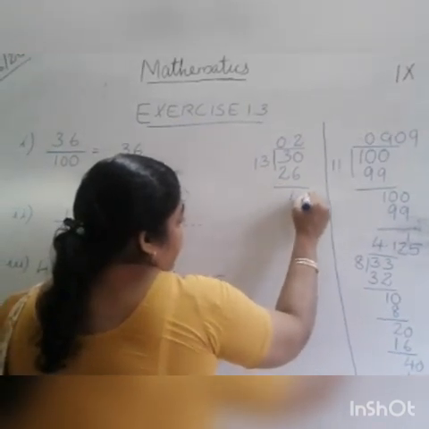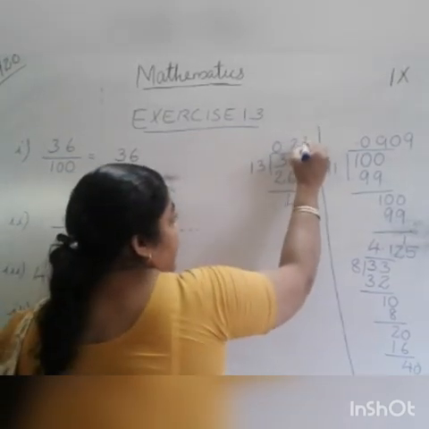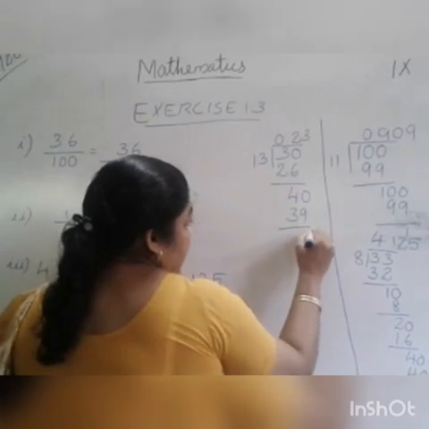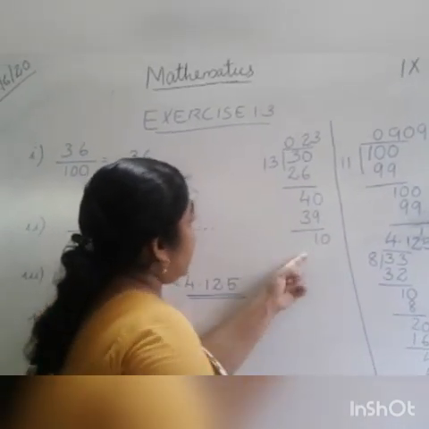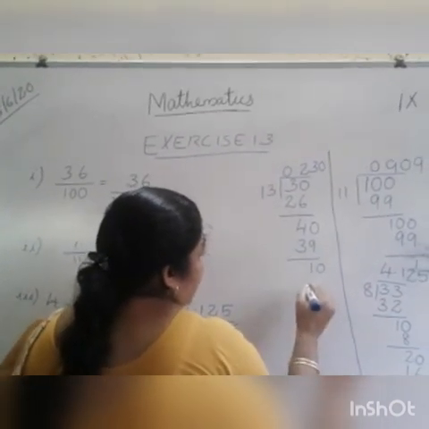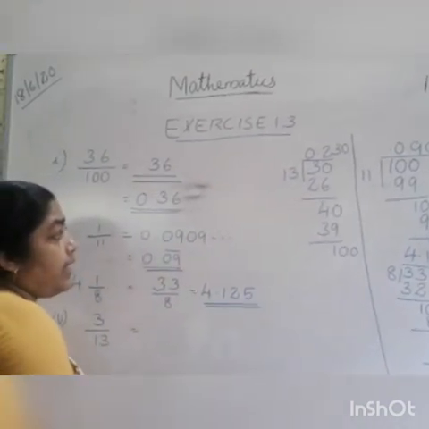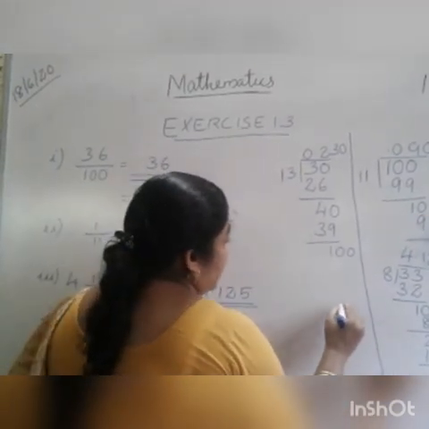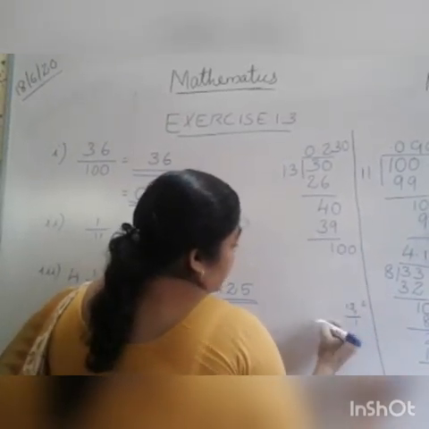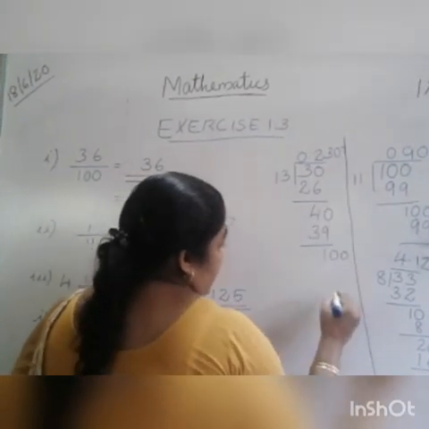Then 4, 40. In 40, how many 13s are there? 3. 3 13s are 39. So here 39. Then 1, 10. In 10, how many 13s are there? 0. Then 100. In 100, how many 13s are there? 7. 7 3s are 21, carry over 2, 91. So we can write here 7.